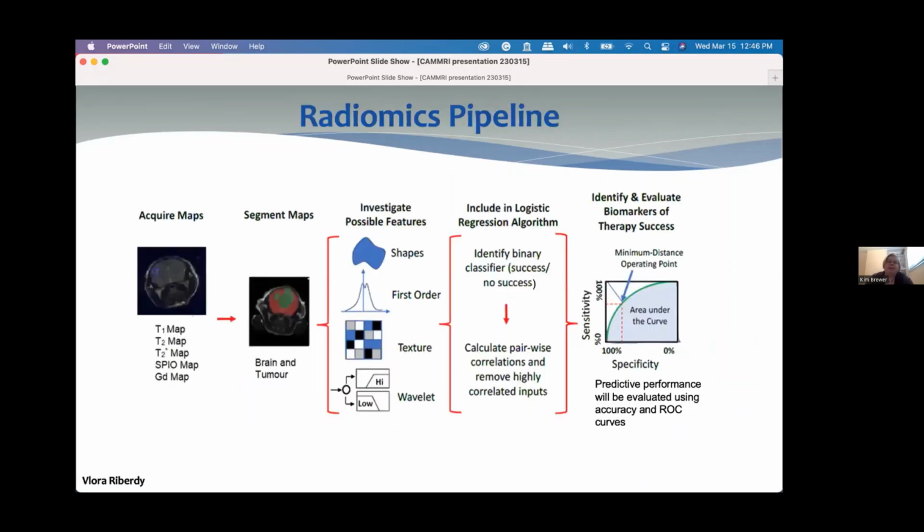So this is a sample pipeline, and Laura, who's the other student presenting, is actually going to talk about this in more detail. But generally, you get all your maps, you have to segment them, and then you start looking at features and the algorithms that are necessary to identify your classifiers and identify biomarkers. And how do you assess this? What is your accuracy? What is your sensitivity, specificity?